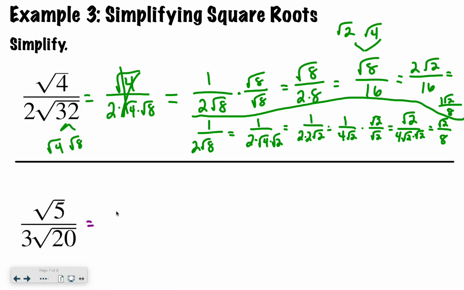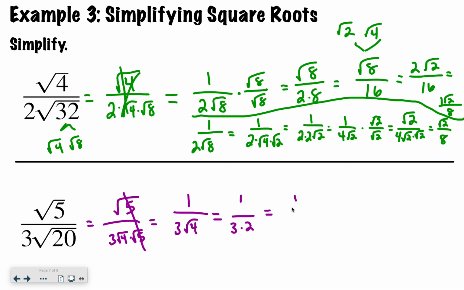So then looking at this one, I have the square root of 5 over 3, and then I'm going to break up that 20 right away. I'm going to say, hey, that's a square root of 4 times the square root of 5. My 5's immediately cancel. I don't forget about how that square root of 5 becomes a 1. Then I say 3 times the square root of 4. But the square root of 4 is nice. Square root of 4 is just 2. So I have 1 over 3 times 2, or 1 over 6. And that's my final answer.